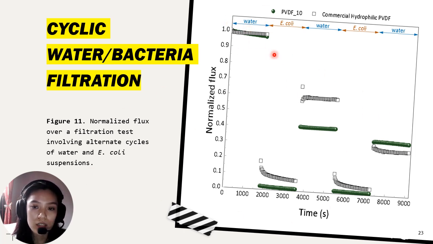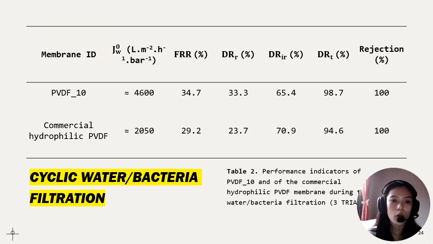And these are the normalized flux that we calculated from 3 datasets. And as you could see, PVDF10 outperformed commercial hydrophilic PVDF when it came to the last cycle. We evaluated the membrane's performance. Rejection is at 100 for both. PVDF10 had greater flux, and it also has a greater flux recovery ratio. DRR stands for the decline ratio due to reversible fouling, and IR for irreversible fouling, where PVDF10 had lesser irreversible fouling compared to commercial hydrophilic PVDF, which is probably the reason why PVDF10 outperformed commercial hydrophilic PVDF in the last cycle.